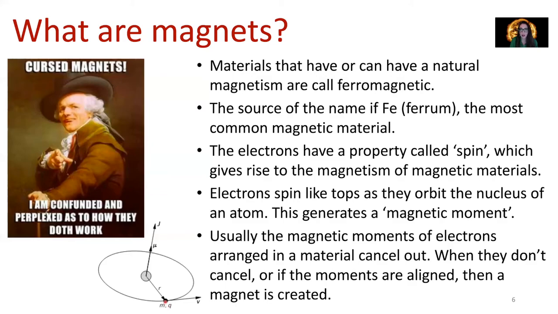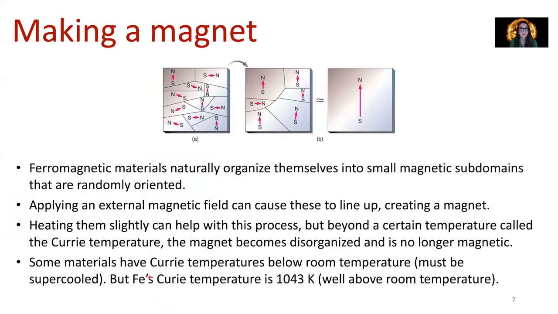Here's just an example of what I was talking about. Here's our electron, and it's spinning kind of like a top, and it's orbiting around the nucleus here. So it has something called an angular momentum. We talked about angular momentum last semester. It's got its own angular momentum, and then it has something called the magnetic moment. And all those magnetic moments together can contribute to the magnetic field of a magnet.